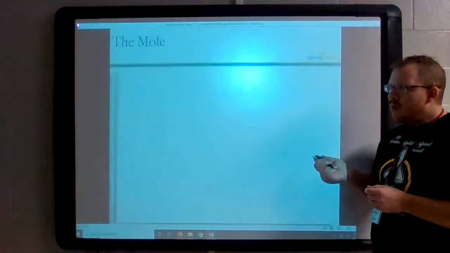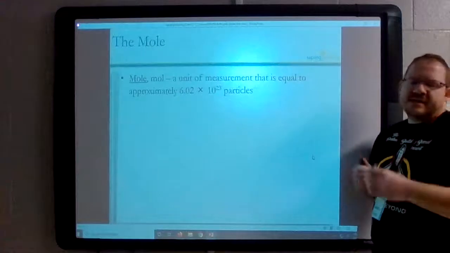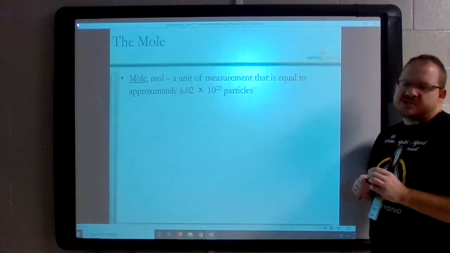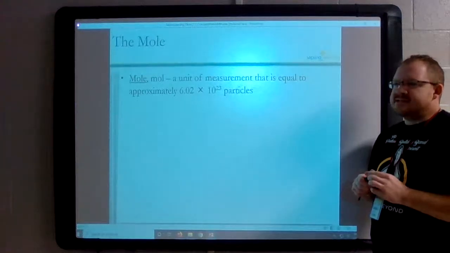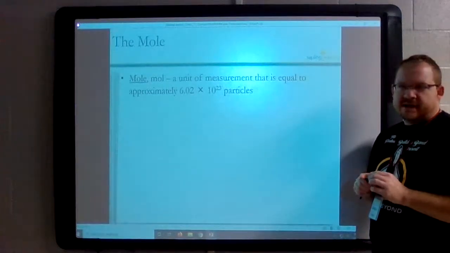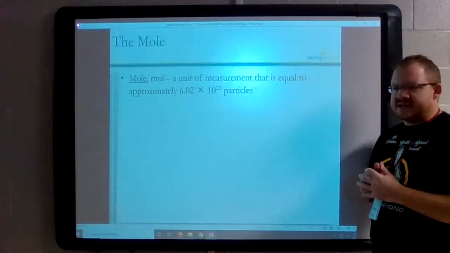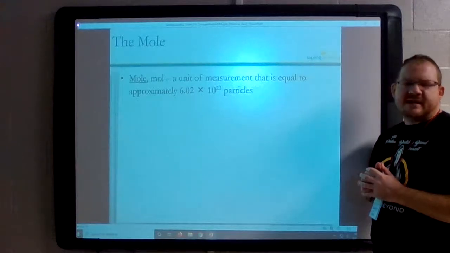So where we're going to start off with is the mole. The mole itself is just a way of measuring things. It's just a number, in the same way that a dozen is a number. How many is a dozen? I think you all know what a dozen is. And you can have a dozen of anything.